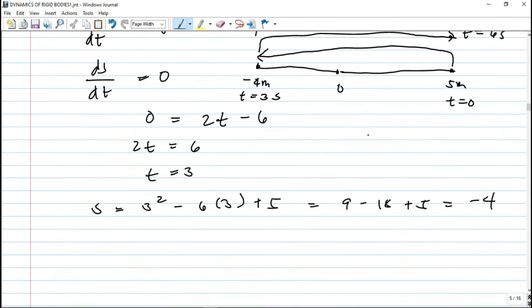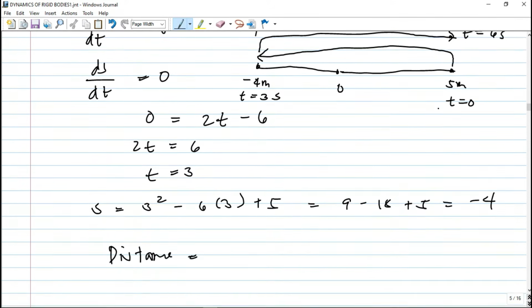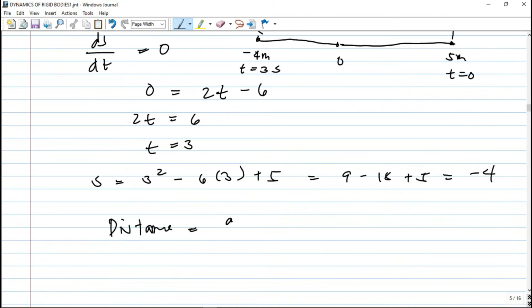So our total distance traveled is actually equal to, you have here 9, going to negative 4 at 3 seconds, that is the maximum distance traveled to the left. Then we add another 9 because it still went back to the initial position. So that is 9 meters. So 9 meters plus 9 meters, which is 18 meters.